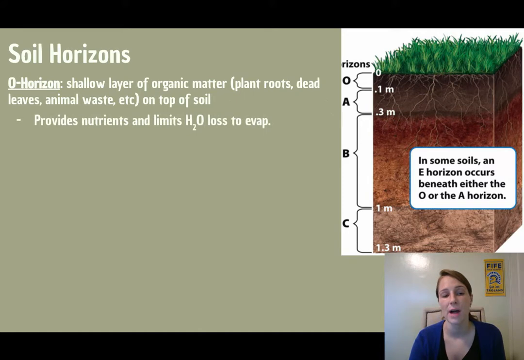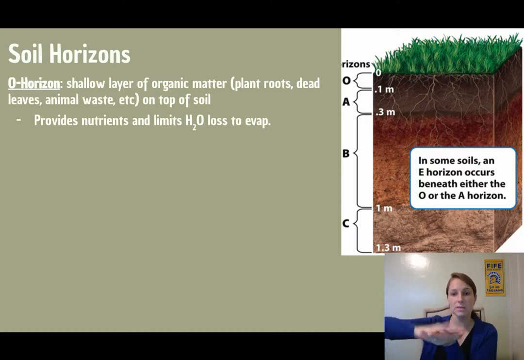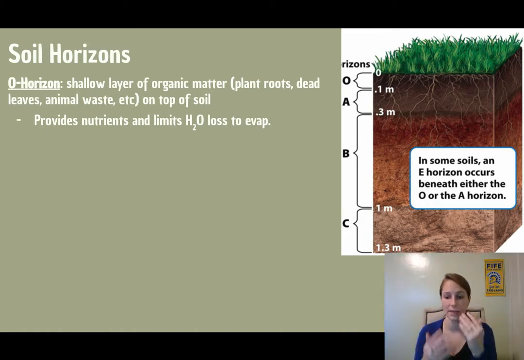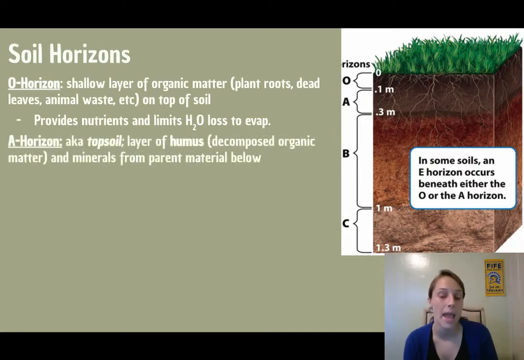This is going to provide nutrients from that decomposing matter, and it's also going to limit the water loss to evaporation. So imagine if you have a bunch of leaves, that's going to be holding some of the water in, and it's going to limit the water that's evaporating out. The next layer that we have is the A horizon, which is also called topsoil. This is going to be the layer of humus, which is, remember, the decomposed organic matter. And it is also going to have minerals from the parent material below in this topsoil.